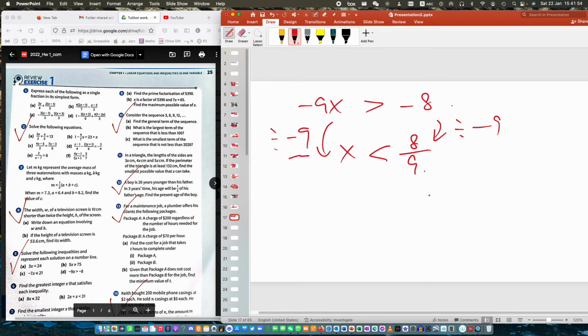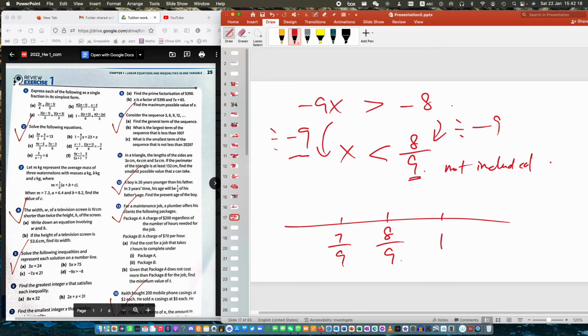So you switch the sign, and the next step is the number line. So 8 over 9. Before 8 over 9 is 7 over 9. After 8 over 9 is 9 over 9, and 9 over 9 is 1. Now ask yourself, is 8 over 9 included? No. So not included, so hollow or solid? Very good, so I put it on top. Left or right? Left, okay, good. Done. So you are supposed to show this thing. Are you clear?